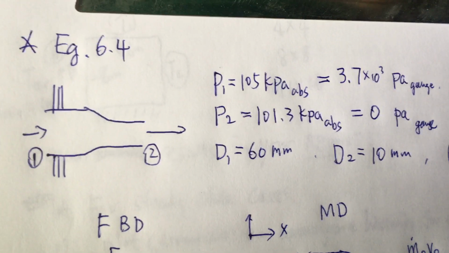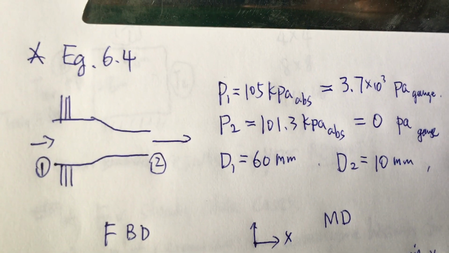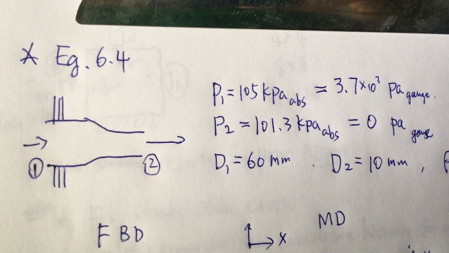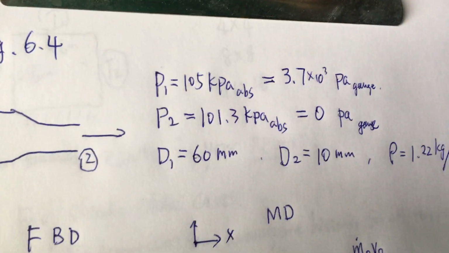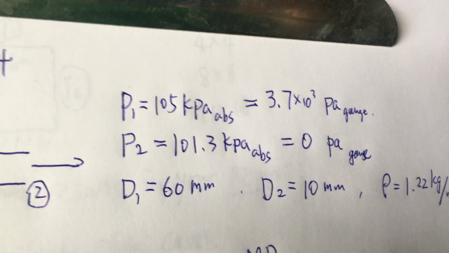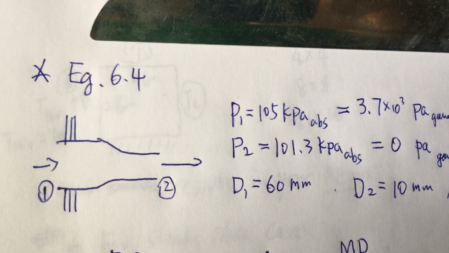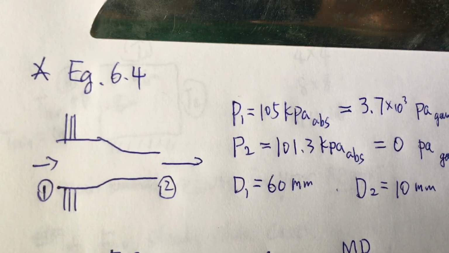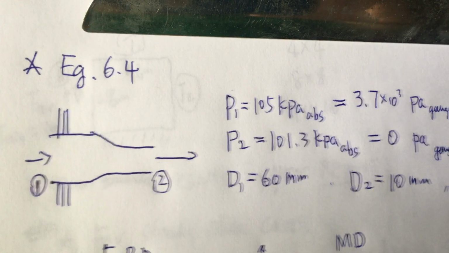Pressure drops. Okay, the diameter of the inlet is 60 millimeter. Diameter at the outlet is 10 millimeter, a 6 times decrease of the diameter. Density is 1.22 kilogram per cubic meter, which is air. So the question asks, what is the force required to hold this nozzle in place?